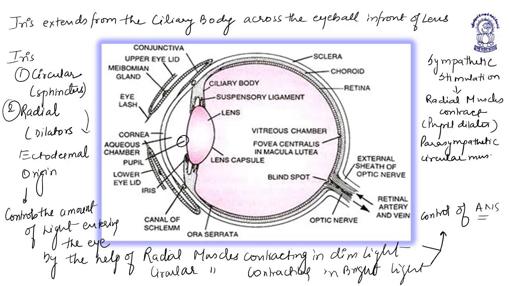Circular muscles contract, and the pupil is constricted. The activation of the sympathetic nervous system helps to contract radial muscles, and the pupil gets dilated. In case of parasympathetic nervous system activation, the circular muscles contract, which helps in the constriction of the pupil.